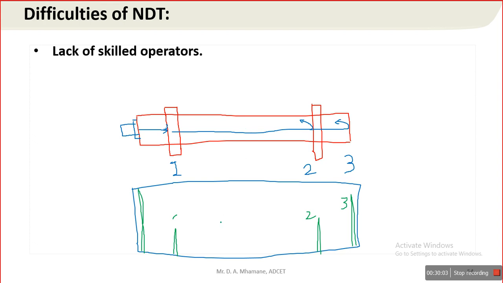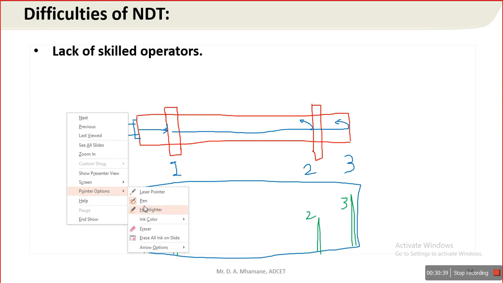The machine gives us multiple responses. Here 1, 2, 3 responses are given on the screen. But actually there is no flaw present in the shaft. So we say that the shaft is okay. But suppose there is an unskilled person who inspects this or interprets this result. He wrongly says that there are two defects present in the shaft. So it is a wrong interpretation. So a skilled operator is required to interpret the result.